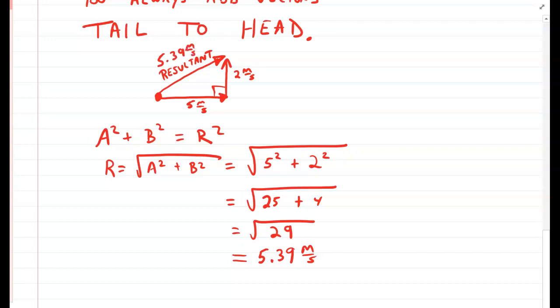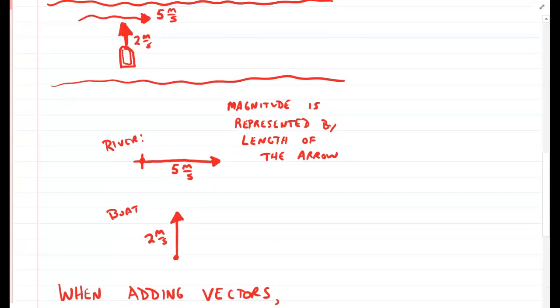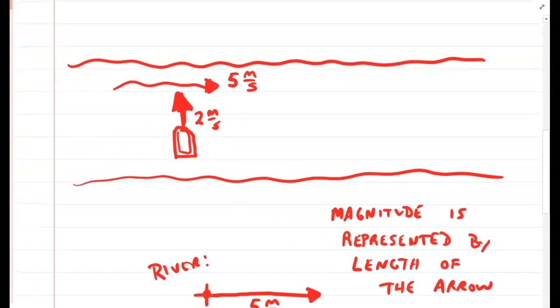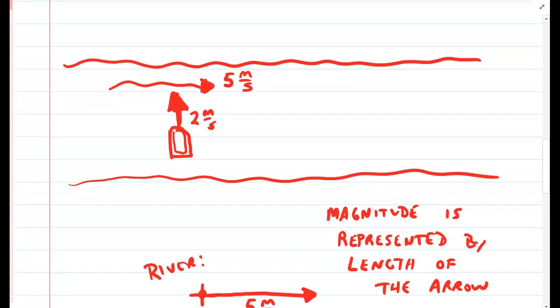So let's go back to this picture with the boat. What you would see is you wouldn't see the boat going to the right at 5, and you wouldn't be seeing it going up at 2. What you would end up seeing is the boat going this way at 5.39 meters per second. That would be the actual observed velocity of the boat.